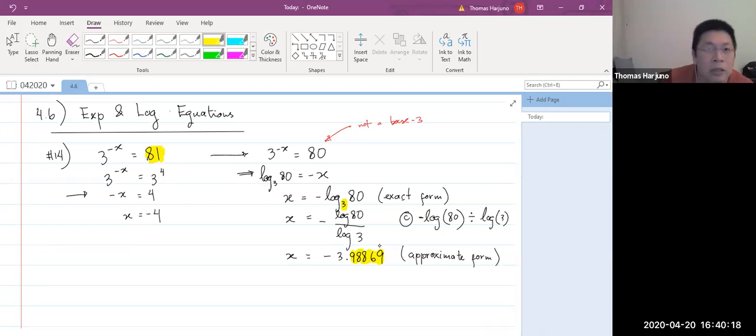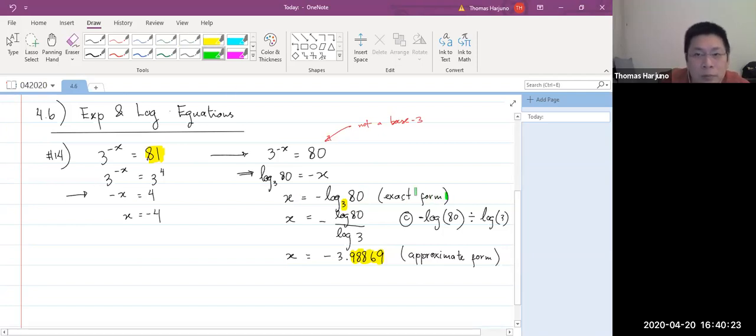Now, again, this is what we call exact form. This is the exact form here. That's the notation before you start using calculator. And this is what we call approximate form, basically the decimal. Now, when you write it in decimal, give me 5 decimal places. Okay, that's for number 14 and the variation.